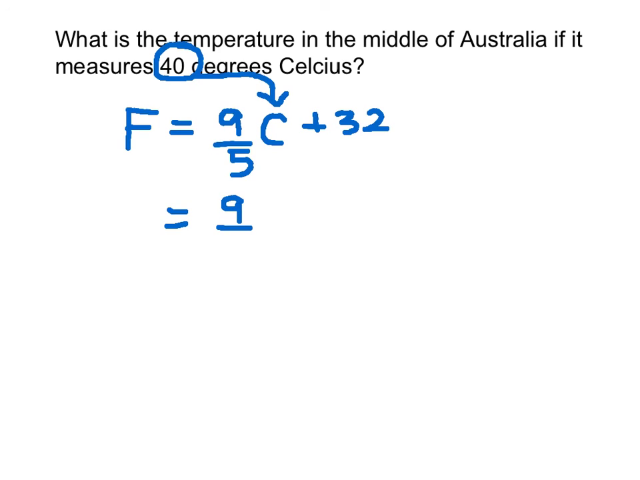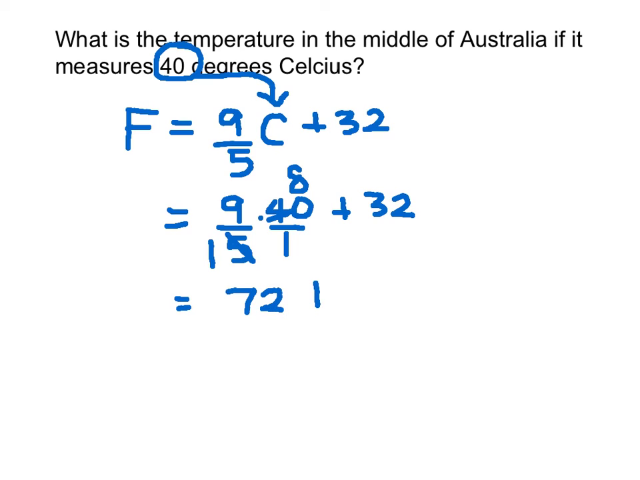So let's replace the C with 40. And notice I'm making the 40 about as big as the 9, and I'm going to put it over 1. Now, this turns out to be rather nice, because if we cancel out the 5 with the 40, we'll end up with 72 plus 32. Whoa, that seems like it's an awful lot. And then when we add this together, we'll get 104. Yes, folks, 40 degrees Celsius is 104 degrees Fahrenheit. Yes, it's awfully hot in the middle of Australia. It is desert after all.